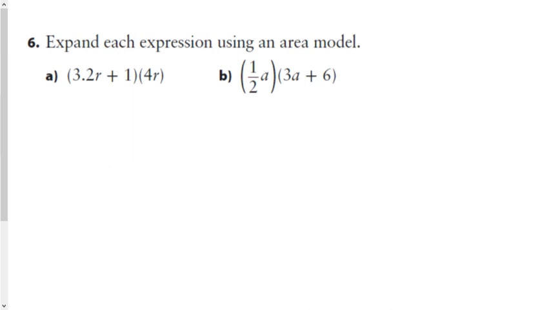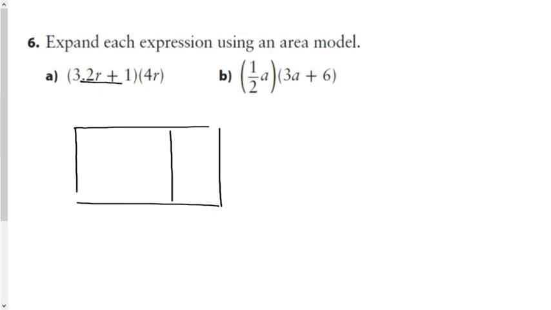Question 6 says expand each expression using an area model. So here we're going to take a rectangle and we're going to divide it into two parts. Now, since we have a binomial here and a monomial here, this is going to represent the binomial and this is going to represent the monomial. So my width will be 4r and my length will be 3.2r, and this distance from here to here will be 1. Expand the expression. That's what it would look like.